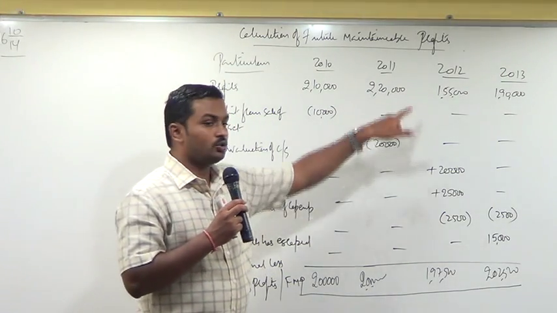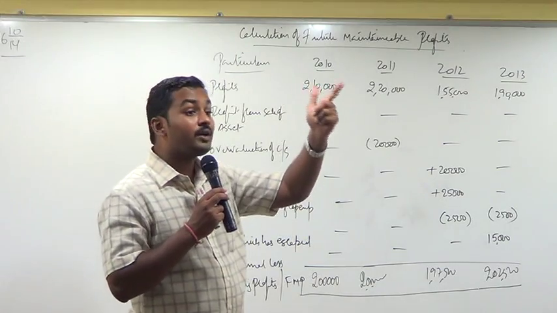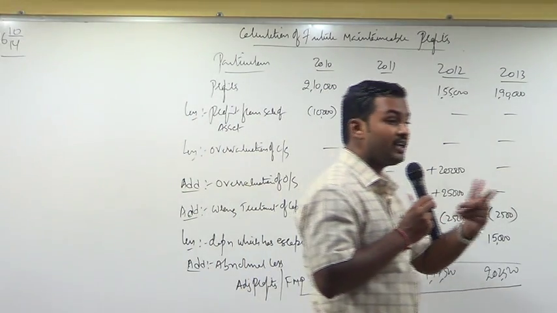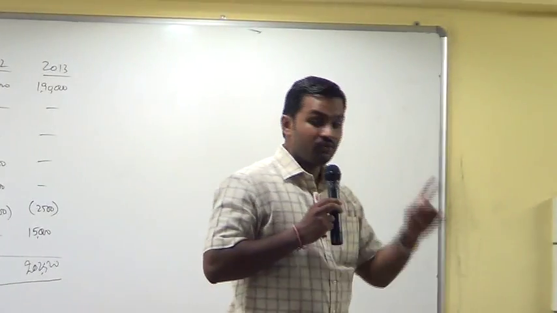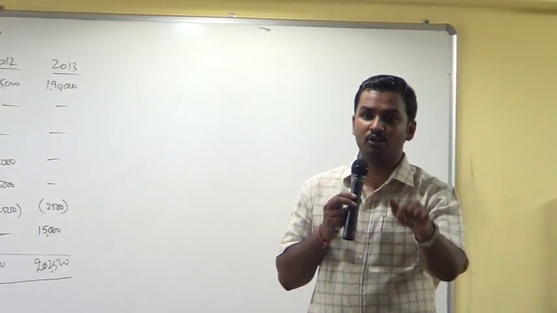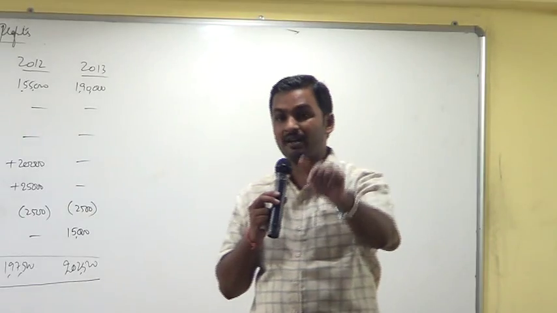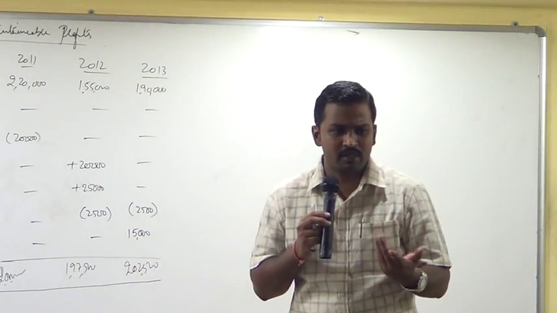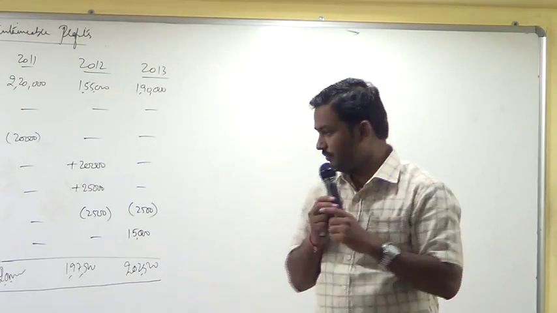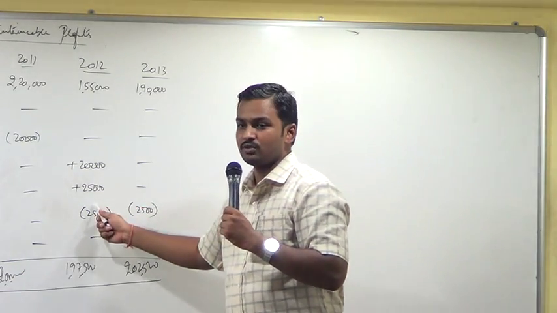Is it clear? In 2012, some additions were made to the building by spending how much? 25,000, which was wrongly debited to profit and loss account. 25,000 should not have been debited to P&L account, but by mistake we have debited it. That means we have reduced the profits by mistake. So after rectifying my error, what will I do? Add it back to profits. That is why I added 25,000 rupees to the profits.